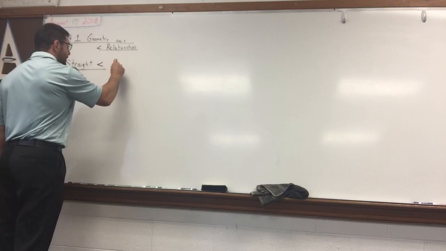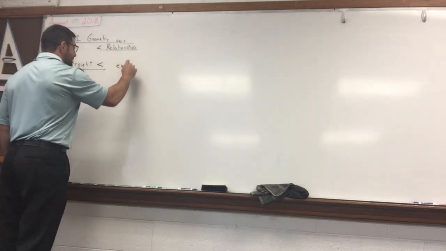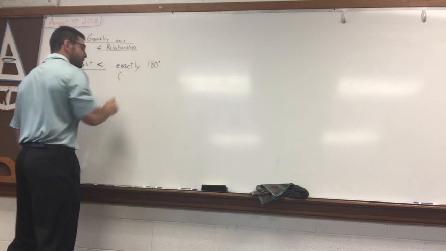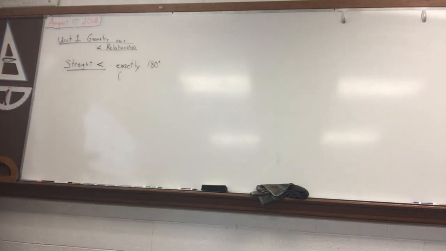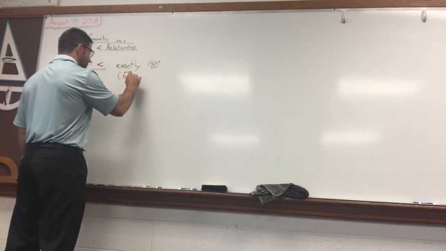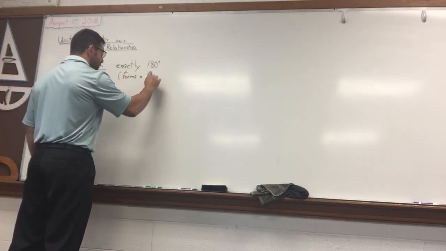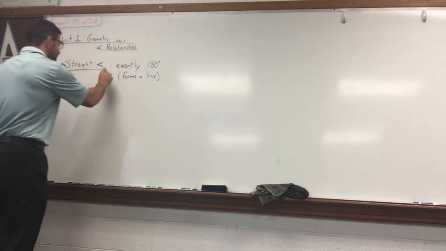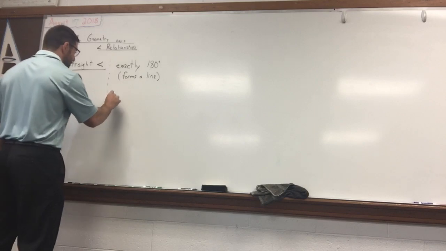Now, I love what Nemo said. He goes, wait a minute, if this angle is exactly 180 degrees, what is it? A line. Yeah, it forms a line. So if it forms a line, we know that any straight line has a measure of how many degrees? 180.